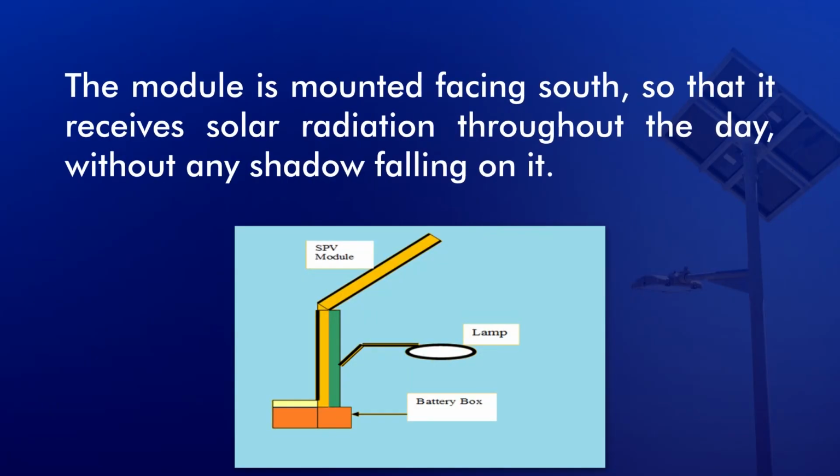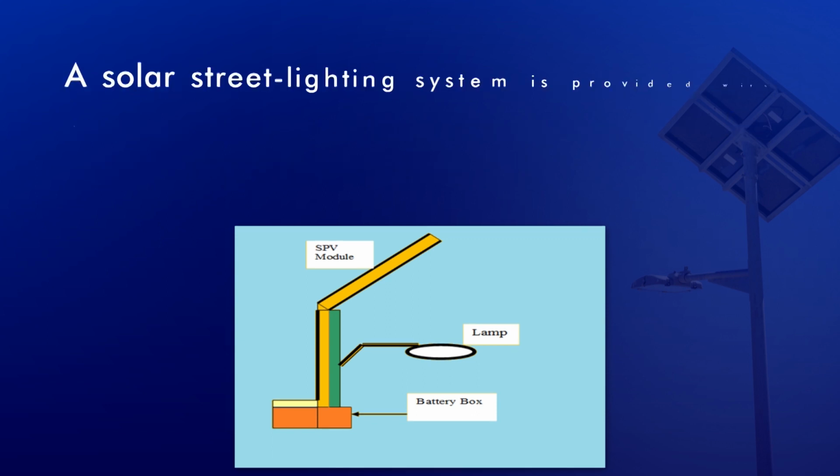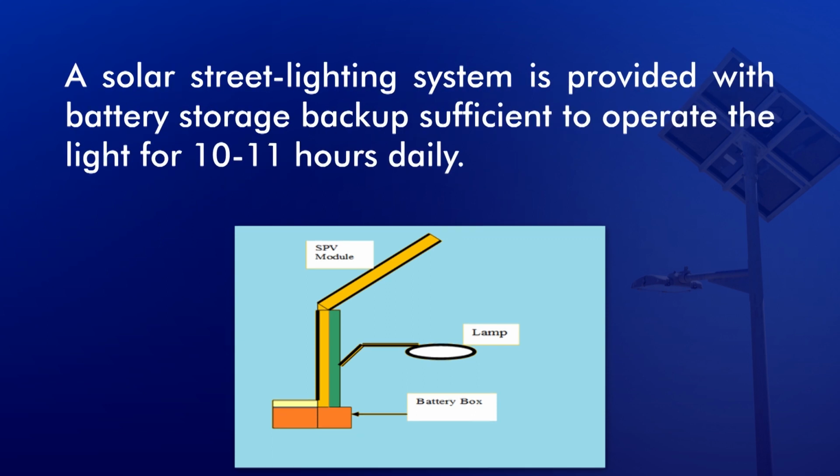The module is mounted facing south so that it receives solar radiation throughout the day without any shadow falling on it. A solar street lighting system is provided with battery storage backup sufficient to operate the light for 10 to 11 hours daily. The system is provided with an automatic on-off time switch for dusk to dawn operation, and overcharge or deep discharge prevention cut-off with LED indicators.